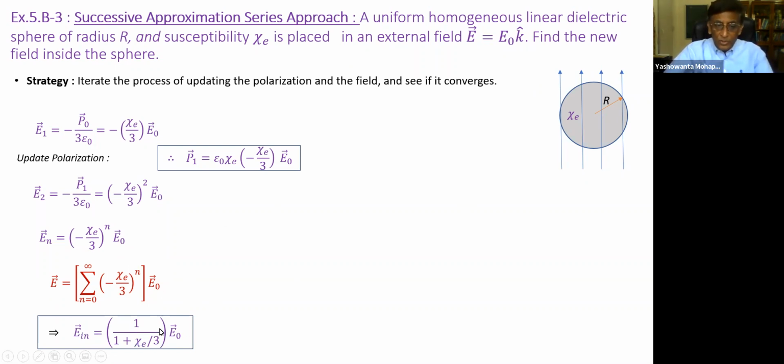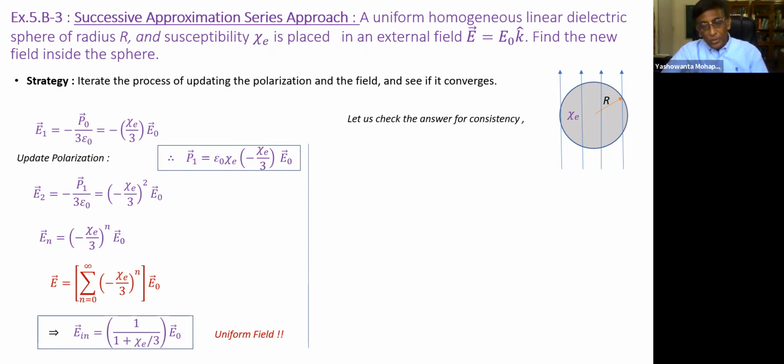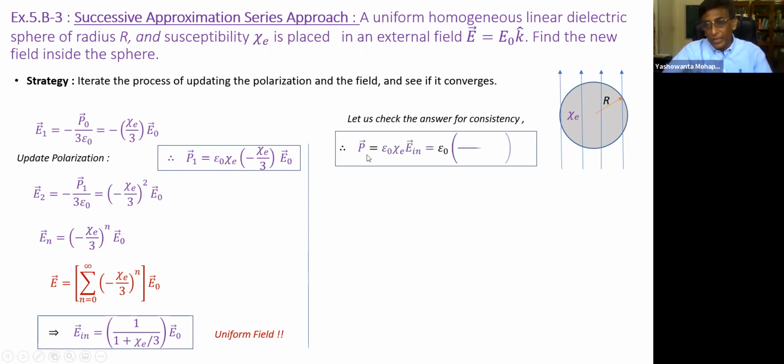But what is the guarantee that I've gotten the right solution? Let's check. First, it is also important to check that E in is just a constant and hence a uniform field. That's crucial. So let's check the answer for consistency. That is, if I've got an electric field, it should produce the right polarization, and that polarization should give me the right field. If that consistency is there, then my solution is all right. So I can calculate the polarization, epsilon naught chi E in, I just plug in here, and that is my polarization. Does this polarization give you this electric field?